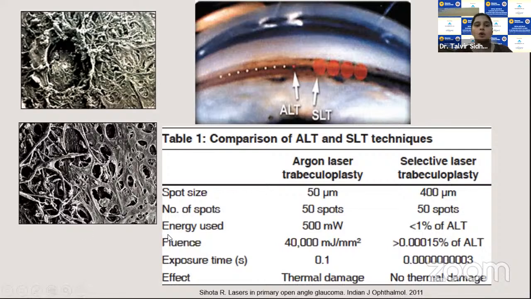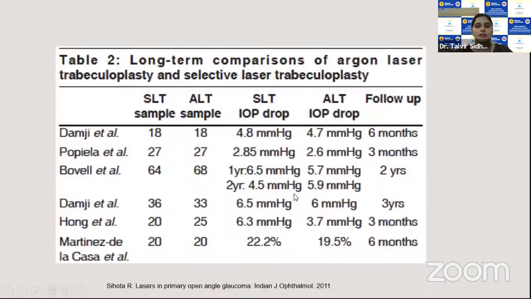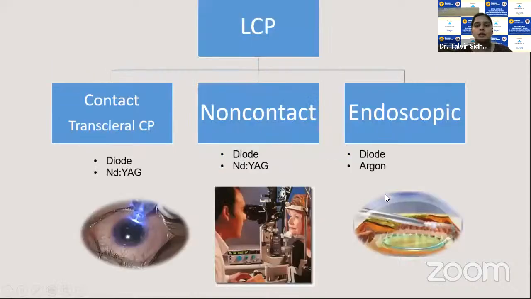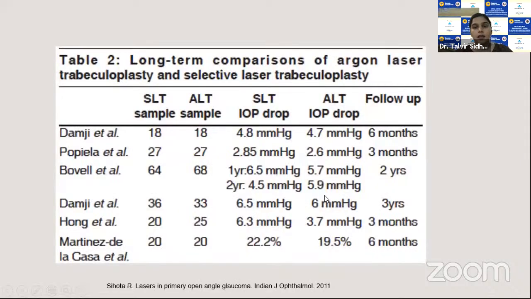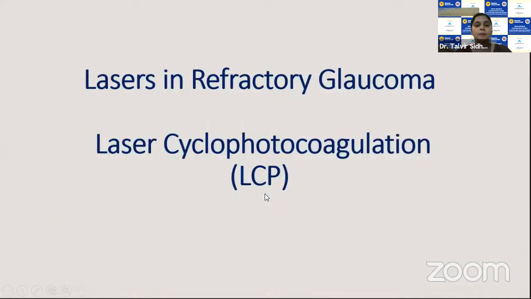As compared to ALT, SLT uses a normal trabecular structure, and it uses only 1% of the energy of argon laser trabeculoplasty. In long-term results, very few studies are actually long-term studies. One study of 2 years shows around 6 millimeter mercury decrease in pressure with both ALT and SLT, which reduces over a period of time.